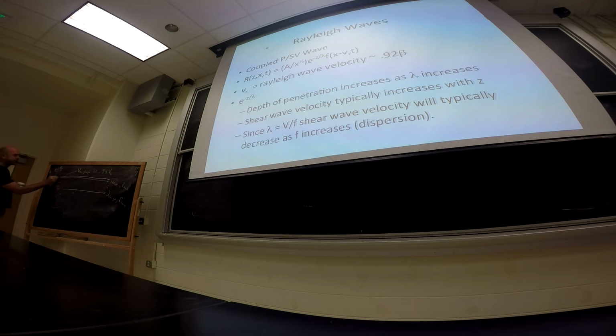So if we could measure the velocity of the Rayleigh wave as a function of frequency, if we could send different frequency waves into the ground, going down, we're seeing different depths in the Earth. Everybody understand that? It's kind of a tricky concept.